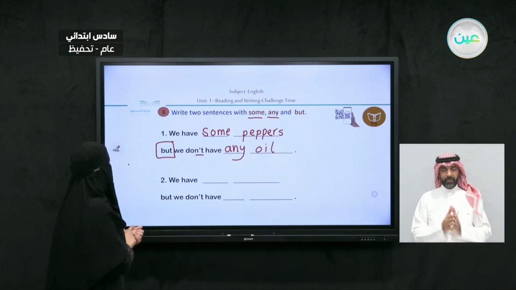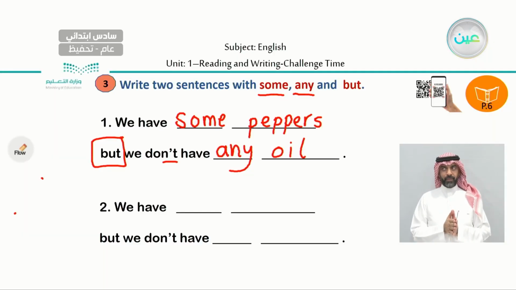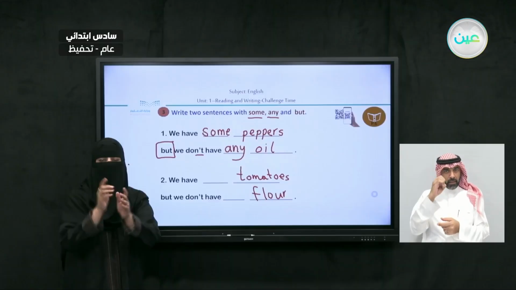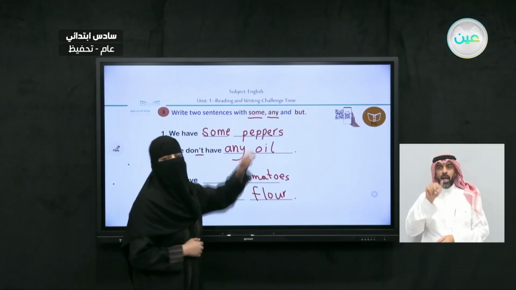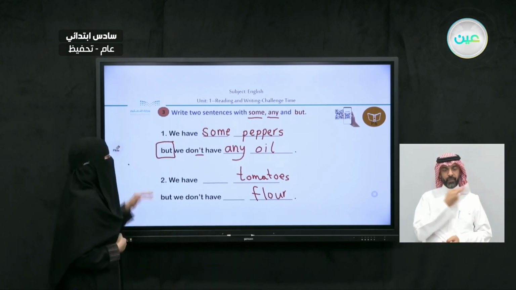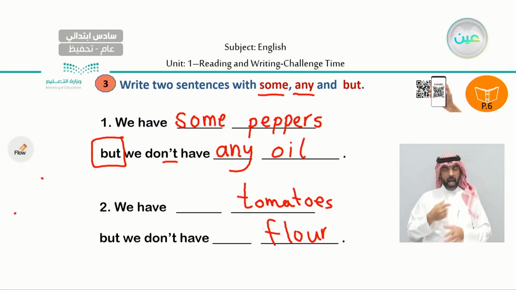Okay, okay, we have tomatoes here. And here, flour. Okay. Now I wanted to put some or any. Okay? I will read it. Okay. We have tomatoes, but we don't have flour.